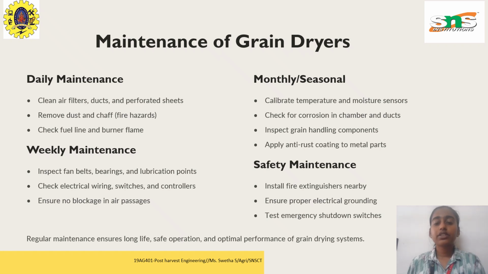Safety maintenance: install fire extinguishers nearby, ensure proper electrical grounding, and test emergency shutdown switches. Regular maintenance is very important as it ensures the shelf life of dryers and also optimal performance of grain drying.